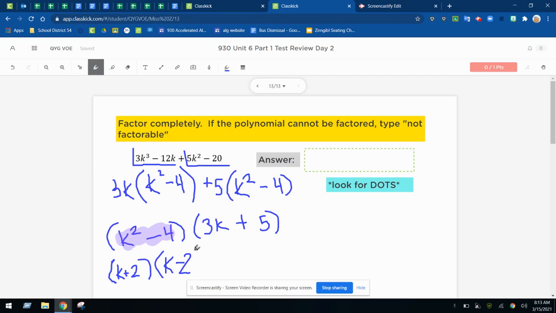So I have to keep going on this problem to factor completely. And then I will have 3k plus 5. So my final answer will have 3 factors: k plus 2, k minus 2, 3k plus 5.